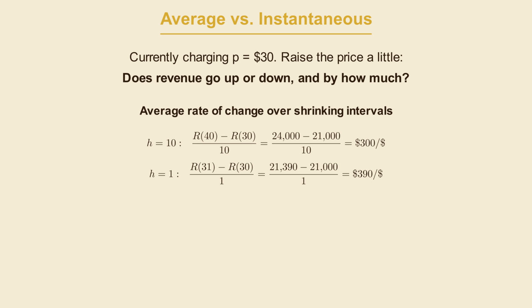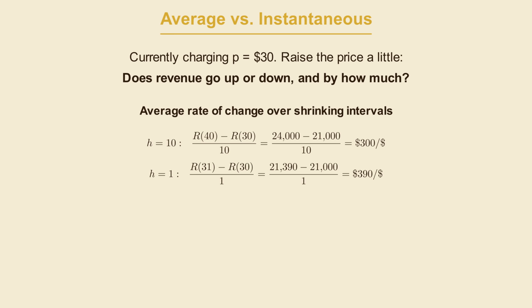When we use a $10 interval, we got that the rate of change was $300 per every dollar of price increase. But over the smaller interval, we got $390. Two different numbers. And the narrow interval is giving us a more precise picture of what's happening right at the price of 30. What we can do is shrink this even further.